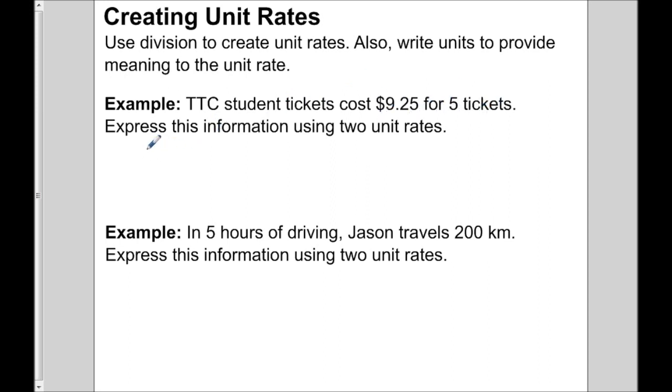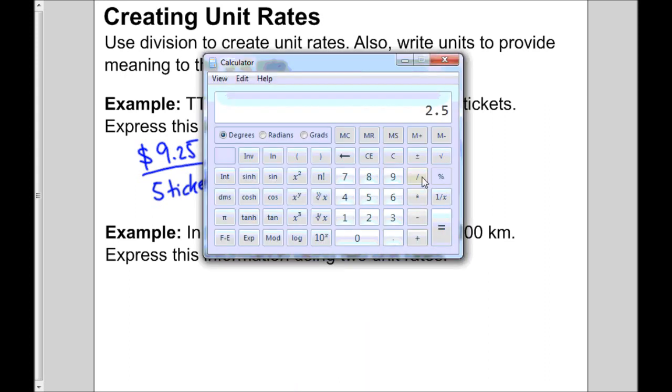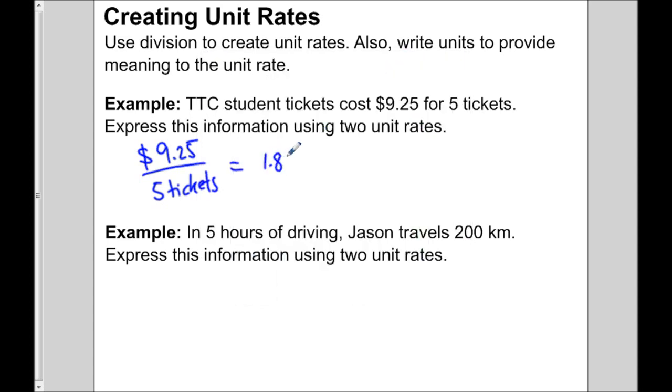So if we wanted to do dollars per ticket, we would write dollars, and we would divide it using tickets. Now I'm purposely writing the units here because when we divide, we would do 925 divided by 5. We get 1.85. And if we notice the units, it's dollars per ticket. So we can write dollars per ticket.